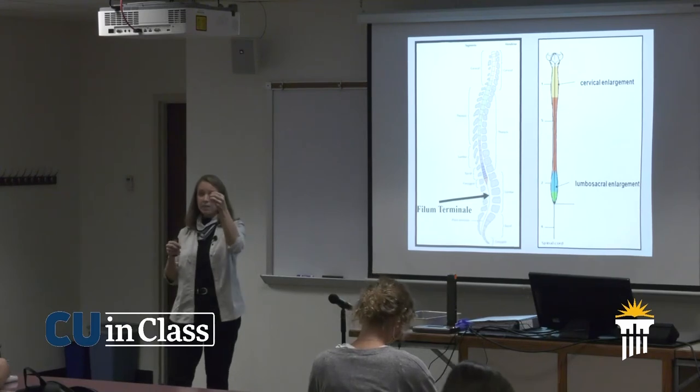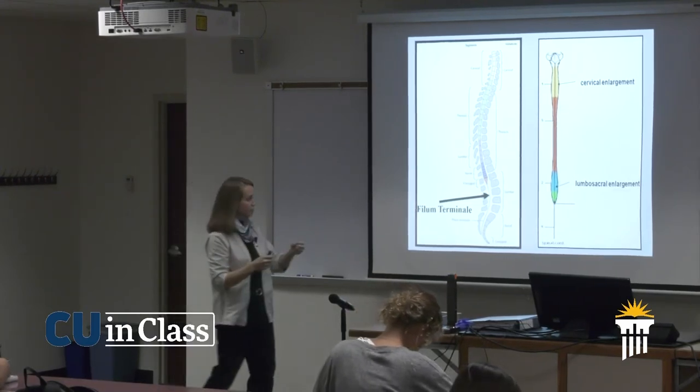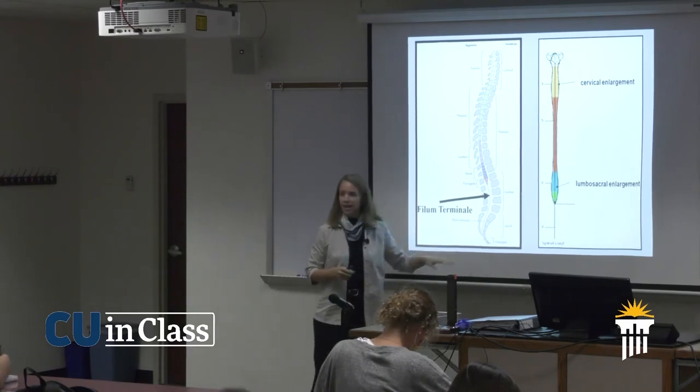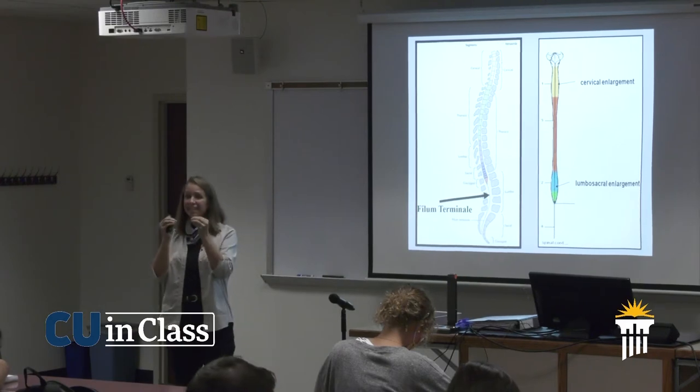You'll also notice that there's this line extending from the cord. That line is the filum terminale. It's actually the pia mater, the soft mother, that extends down and anchors the cord down here in the coccyx. The pia mater is so tightly adhered to the brain and to the cord that you cannot pull it off. The filum terminale is the extension of the pia mater all the way down that anchors the cord down there. And you'll see that in lab.